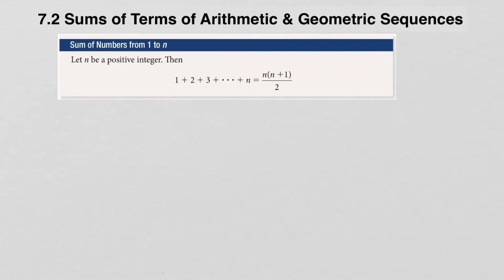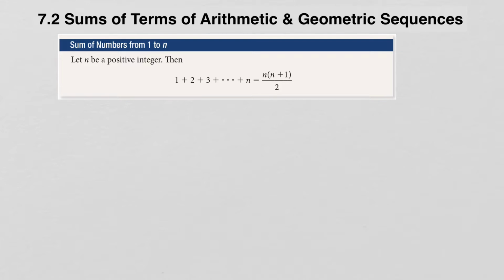In section 7.2, we look at sums of terms of arithmetic and geometric sequences. Let's take a look at a special problem. Suppose we wish to sum the numbers from 1 to n. So we're talking about 1 plus 2 plus 3 plus 4 plus all the way up to some positive whole number n. It turns out that this sum is n times n plus 1 divided by 2. And I'm actually going to show you why this is the case.